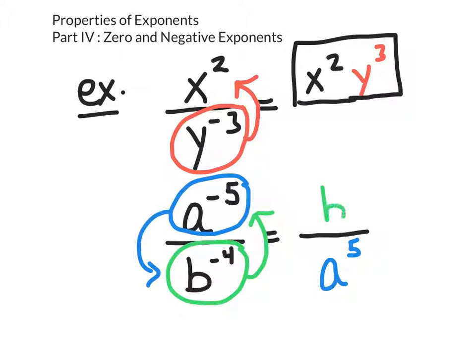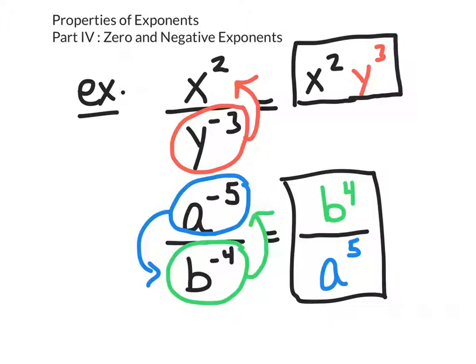In essence, what's going to happen with these two is that they are basically going to switch places. Anything with a negative exponent in the numerator is going to move to the denominator, and anything with a negative exponent in the denominator is going to move to the numerator. So anyway, that is your answer.